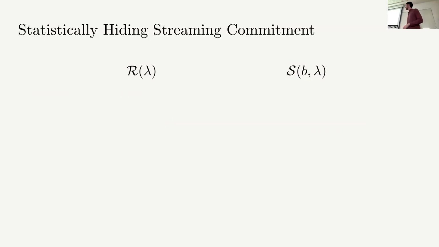Okay, I want to show you the construction of the hiding streaming commitment. Here we have a sender who has a bit that it wants to send. It's going to be a bit commitment, so the sender has either a 0 or a 1 and wants to commit to that bit to the receiver. Lambda here is a security parameter.